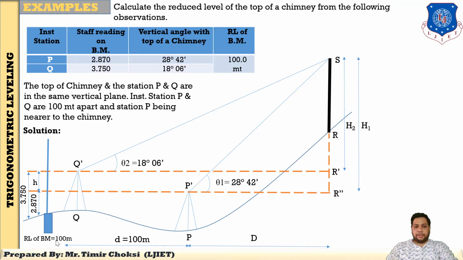RL of benchmark is given as 100. The height at instrument station P you have taken as capital H1, and from station Q you have taken capital H2. After drawing the figure, it is compulsory to draw the figure in an exam. Okay, so you have clearly understood how to find the RL and find capital D. So step number 1, draw the figure.